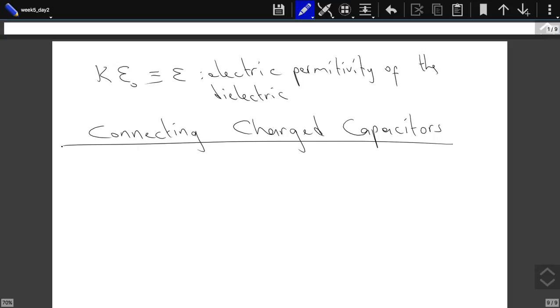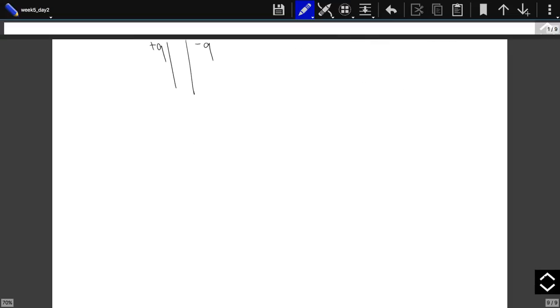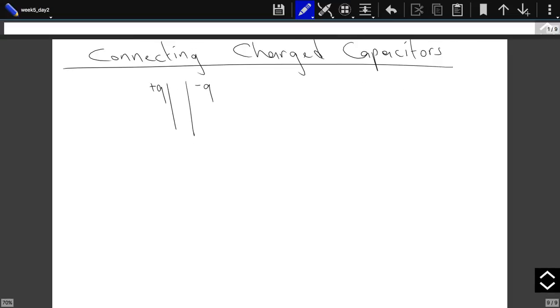Now let's look at what happens if we connect charged capacitors. So we have, let's say, one charged, one uncharged capacitor. If we connect them, what happens? Now this is not exactly electrostatics, because if you have a charged capacitor, let's say this is plus Q charge, this is minus Q charge, and it has a capacitance C1, and you connect it to another capacitor which has capacitance C2, initially neutral.